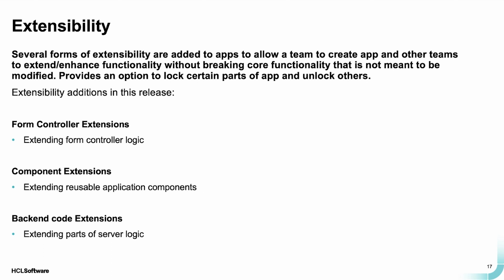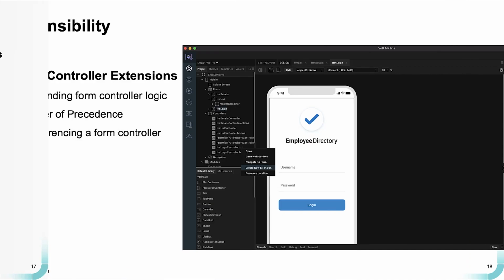Now, you don't always know what part of the app is supposed to be extended, what is core, what you want to lock. So now we have added several layers to be able to support this extensibility at different layers, like form controller, component, and backend. We'll go across all three of them at different sections of this session itself. Now let's start with the first one, form controller.